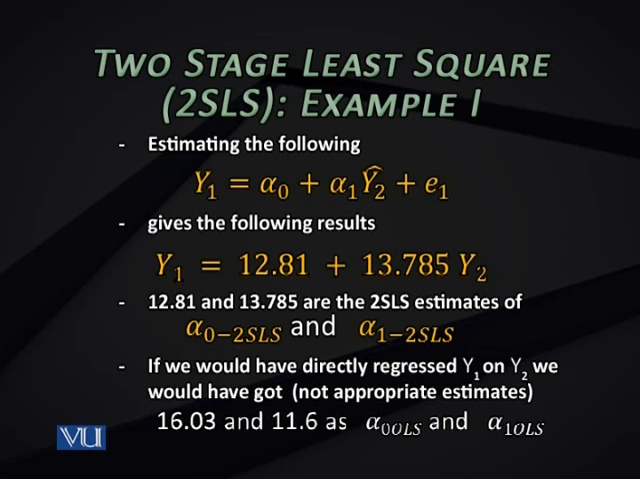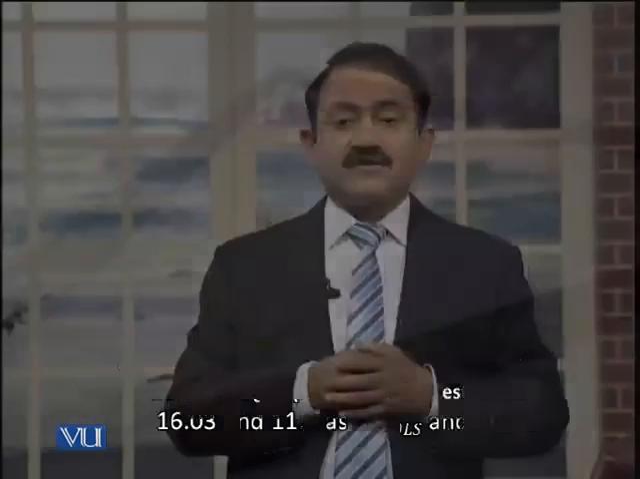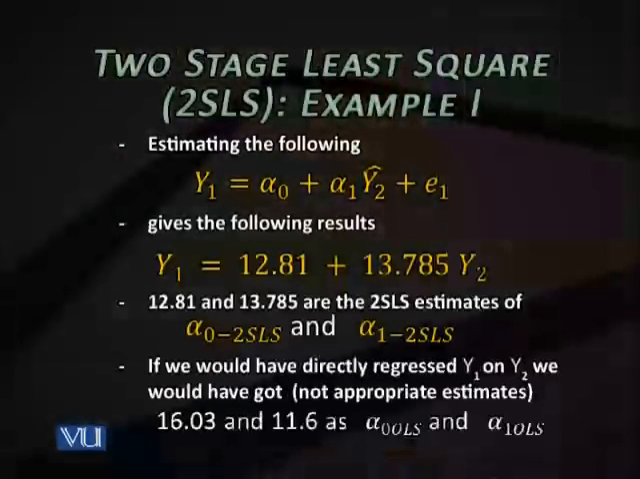Why are the values 16.03 and 11.6 not good? Because they are estimated by individually running a regression on equation 1, not taking into account the relationship with equation 2 or the error term of equation 2, or the relationship between the endogeneity and the simultaneity of variables. So they are not reliable and consistent. The reliable and consistent estimates are the 2SLS estimates, 12.81 and 13.785. So you can write the equation y1 is equal to 12.81 plus 13.785 y2, where these two values are the values of alpha naught and alpha 1 estimated by the two-stage least squares procedure.